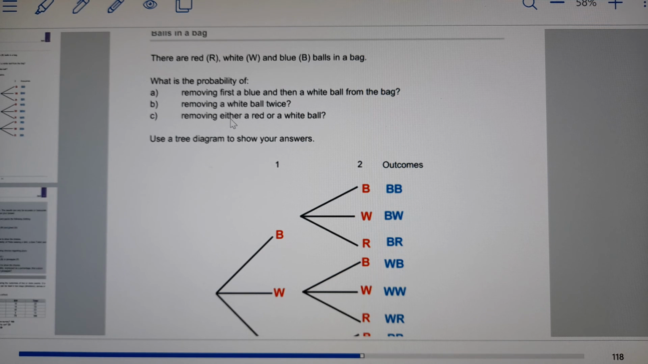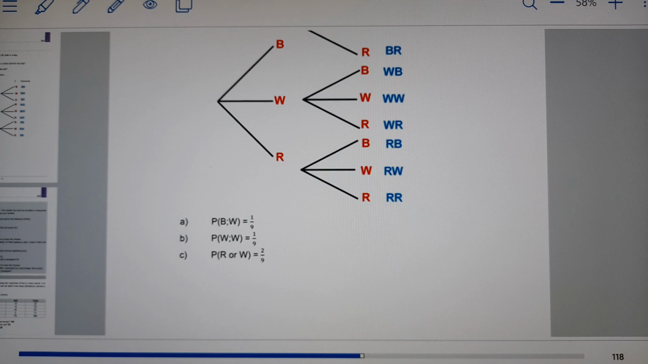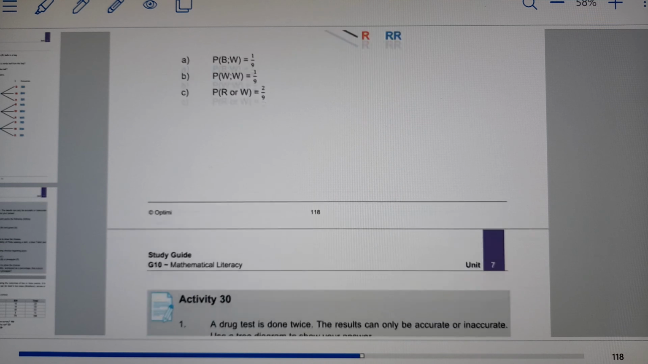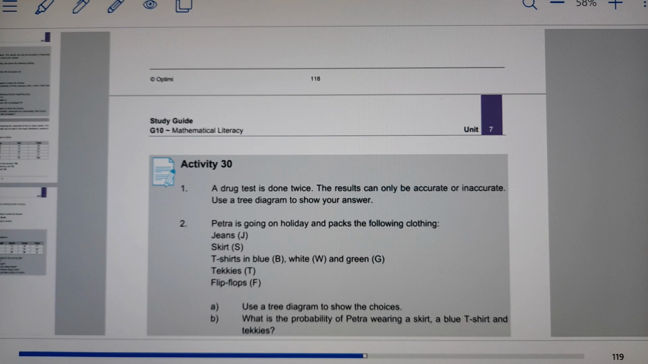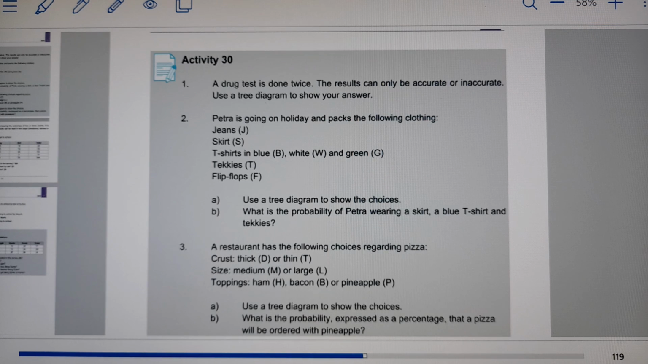Probability of removing either a red or a white ball. Red or white. Here we don't have red or white. Yes, we have red or white here. And we also have red or white here. So it's 2/9. Yes, that is the probability. You can express it in percentage, then you can use your scale. So you see what we do when we have more than one event.